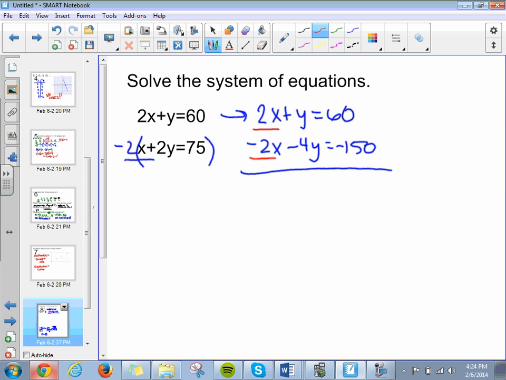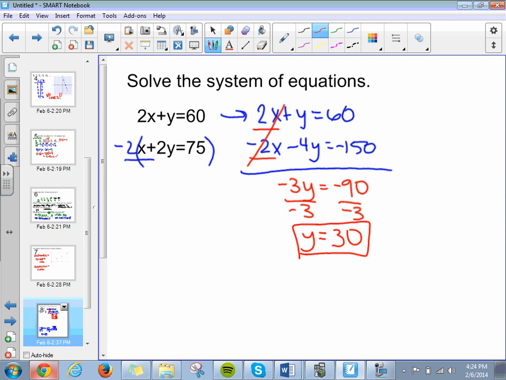From there, I now have my coefficients. One is positive, one is negative, but they're both 2. So 2x minus 2x is going to cancel out, eliminate, and it's going to leave me with just my y. So I'll have negative 3y is equal to, and that should be negative 90. Then I've got a nice easy problem. Negative 3y is equal to negative 90. So what times negative 3 gives me negative 90? Well, that's going to be a positive 30.